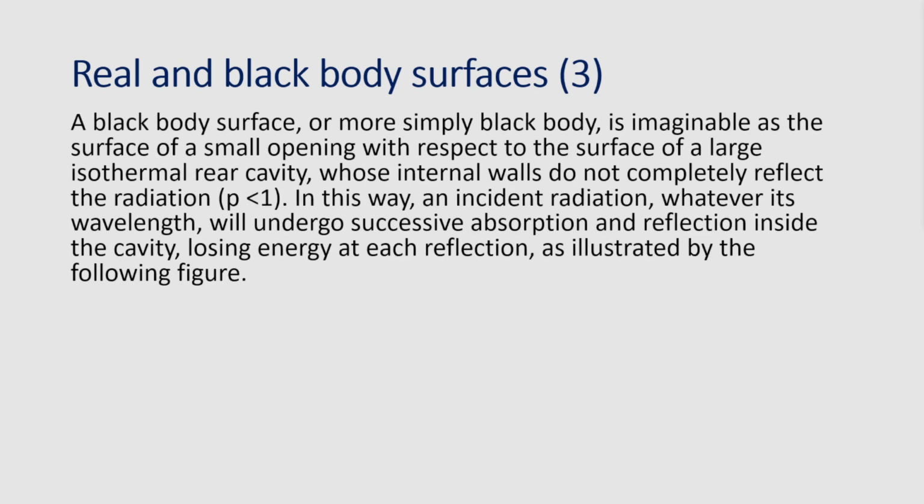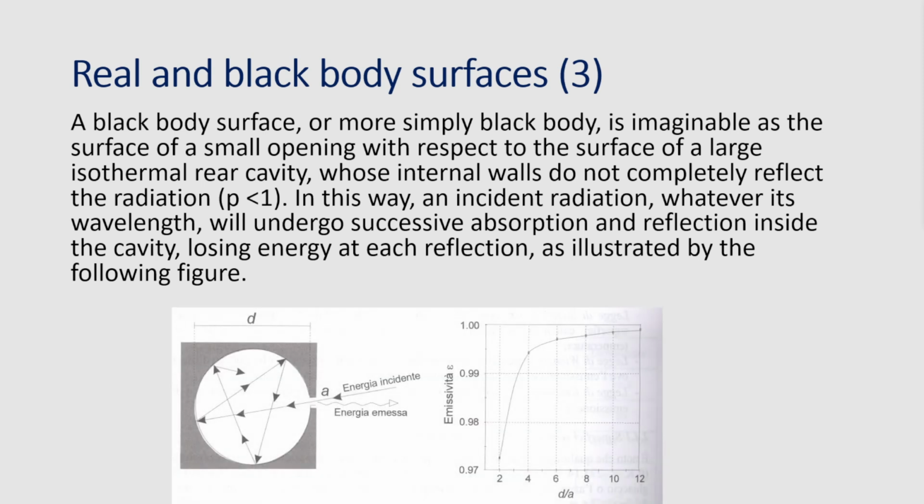Real and black body surfaces. 3. A black body surface, or more simply black body, is imaginable as the surface of a small opening with respect to the surface of a large isothermal rear cavity, whose internal walls do not completely reflect the radiation, rho less than 1. In this way, an incident radiation, whatever its wavelength, will undergo successive absorption and reflection inside the cavity, losing energy at each reflection, as illustrated by the following figure.